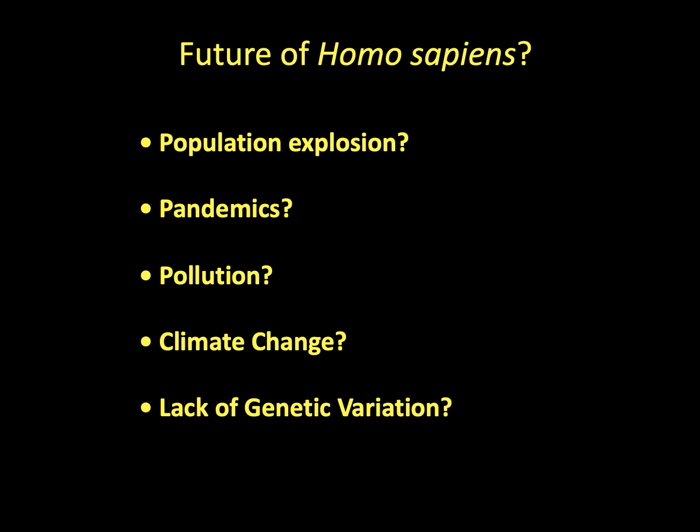Currently there's a population explosion that's been going on extensively for the last 50 years, and it's clear that we're going to either poison ourselves with pollution or run out of resources, and some places have already run out of resources. Pandemics like the one that we're having right now could wipe out a large proportion of the population. Climate change is a danger that's sort of lurking in the background all the time. Lack of genetic variation, probably not.